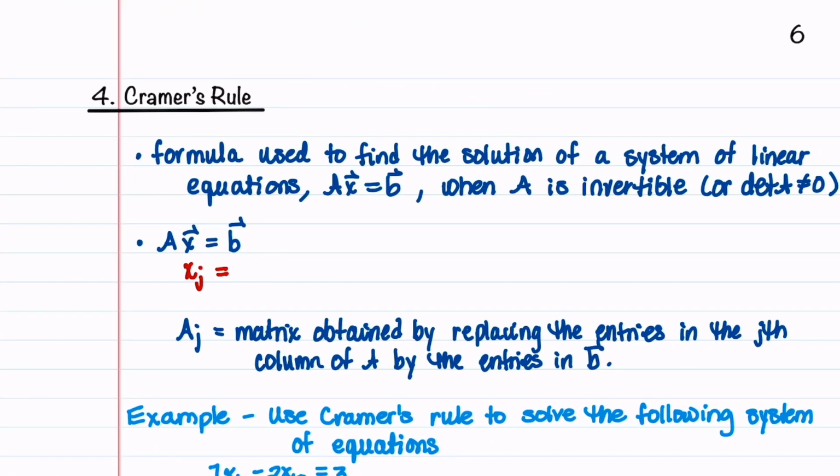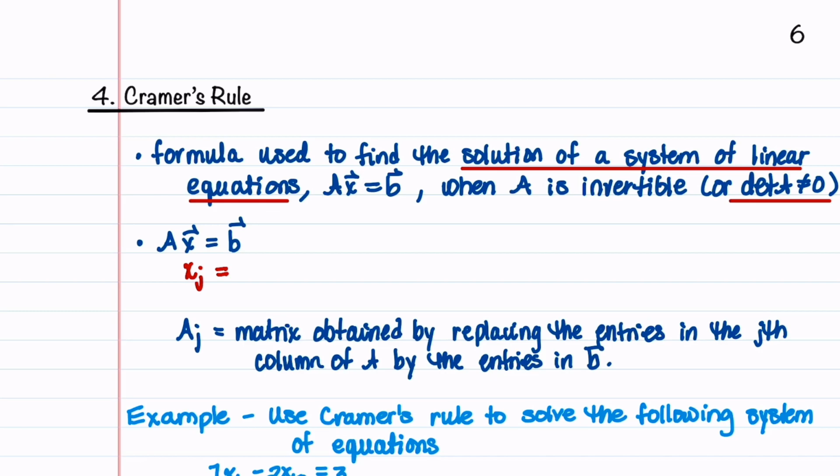The last topic related to determinants that we'll go over is Cramer's rule. Cramer's rule is a formula used to find the solution of a system of linear equations given by AX is equal to B when A is invertible or determinant of A is not equal to 0. This will not work if your determinant of A is equal to 0.